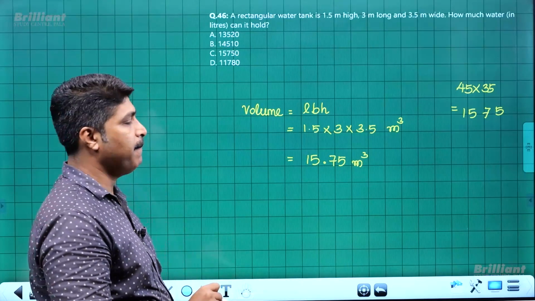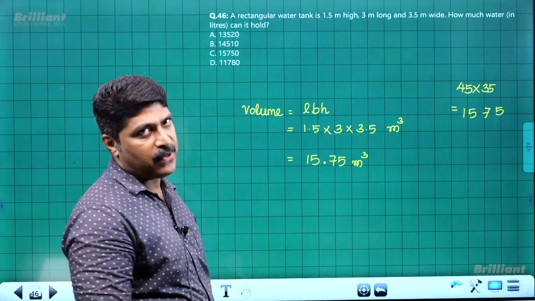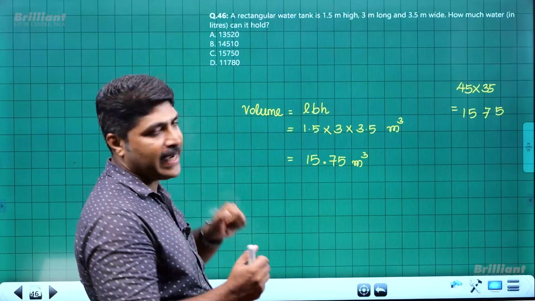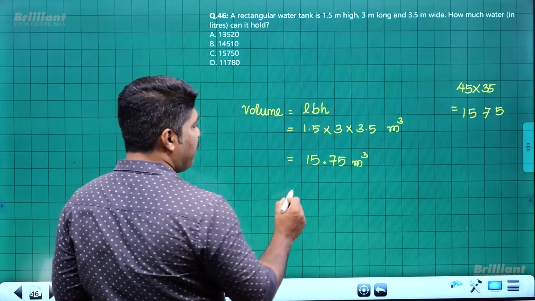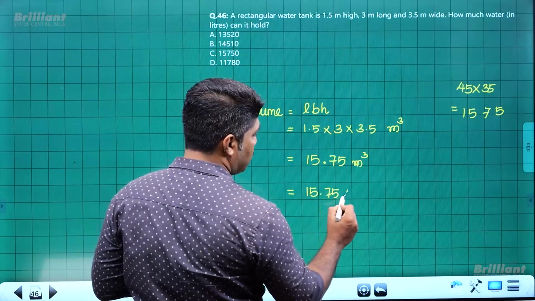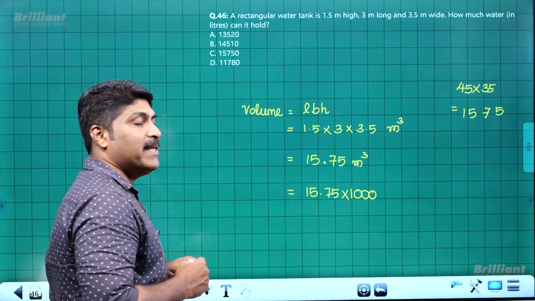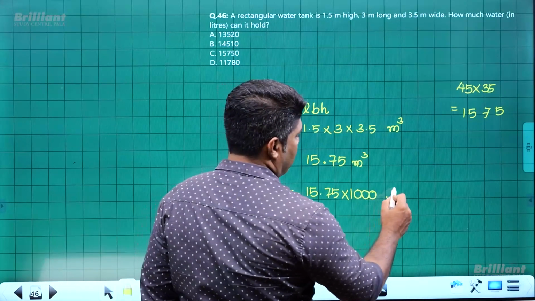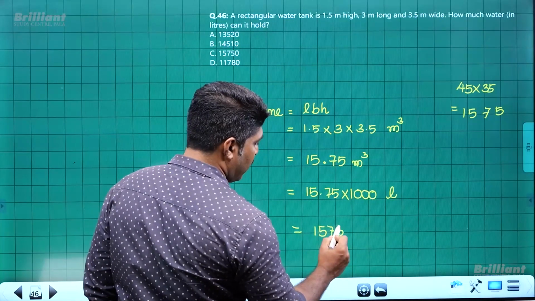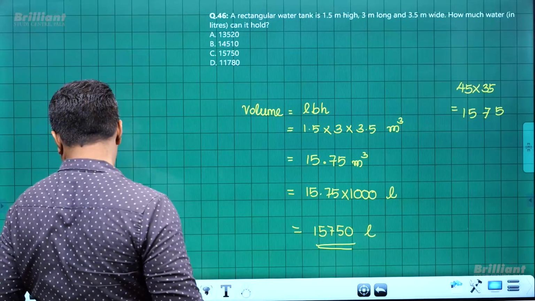15.75 meter cube. If you want to convert it into liters, so our question is in liters. Actually, you don't have to worry about that at this point, because looking at the options, you can easily catch which will be the answer. If you want to convert into liters, just multiply this value by 1000, since 1000 liters equal to 1 meter cube. So we can write it as 15750 liters. This many liters is the answer.